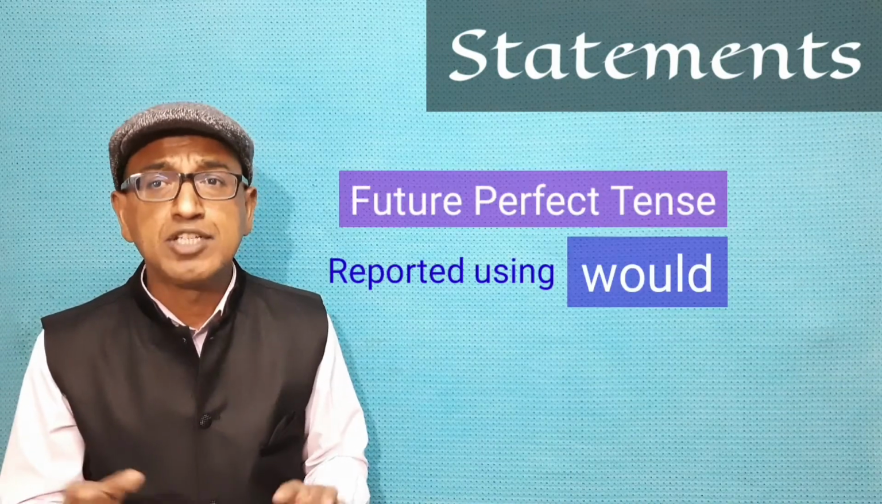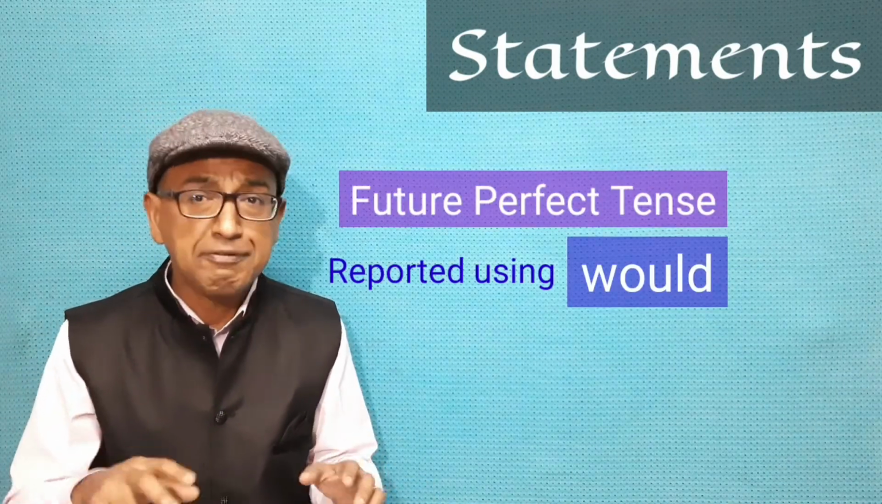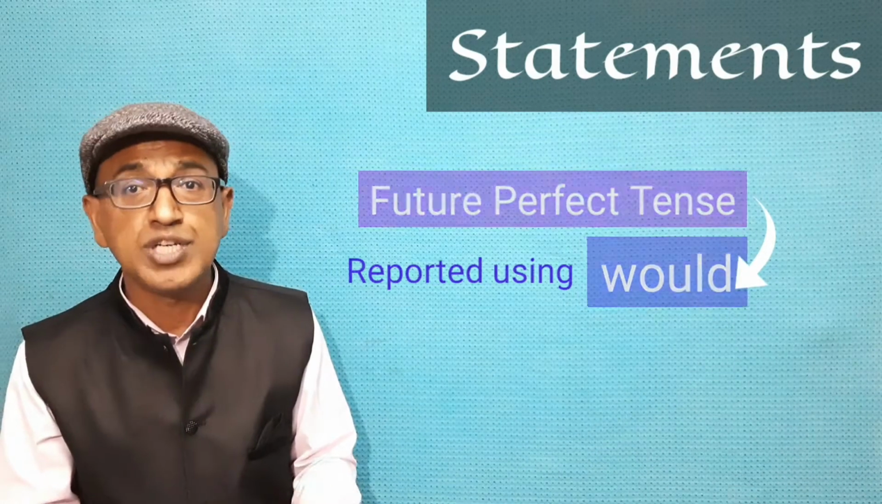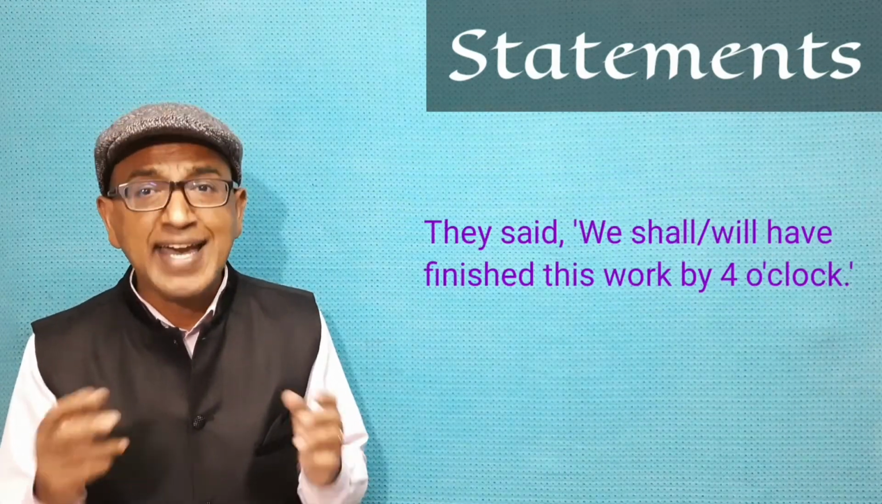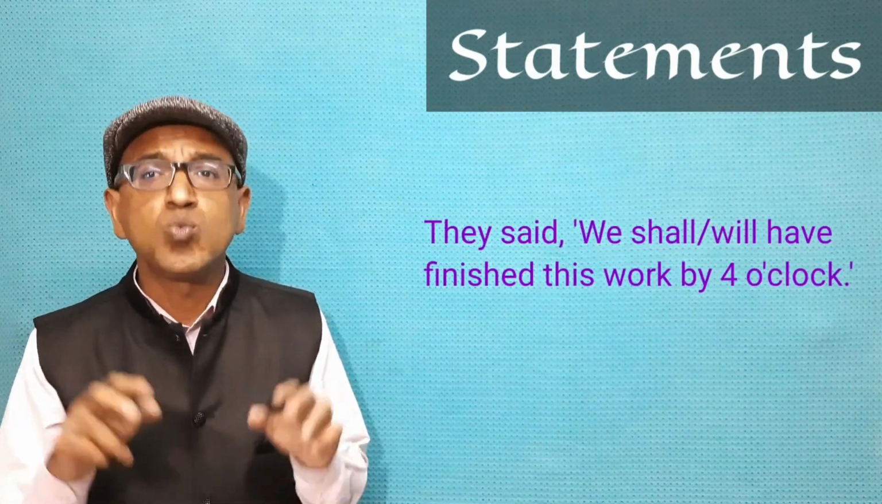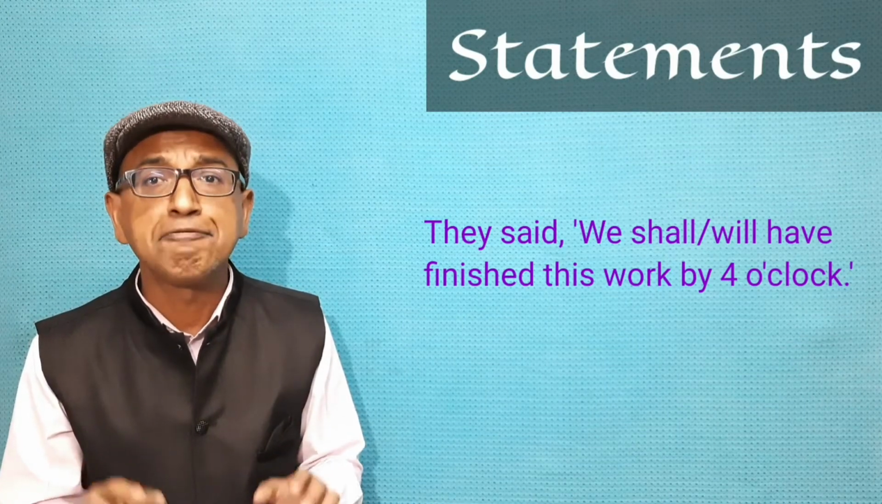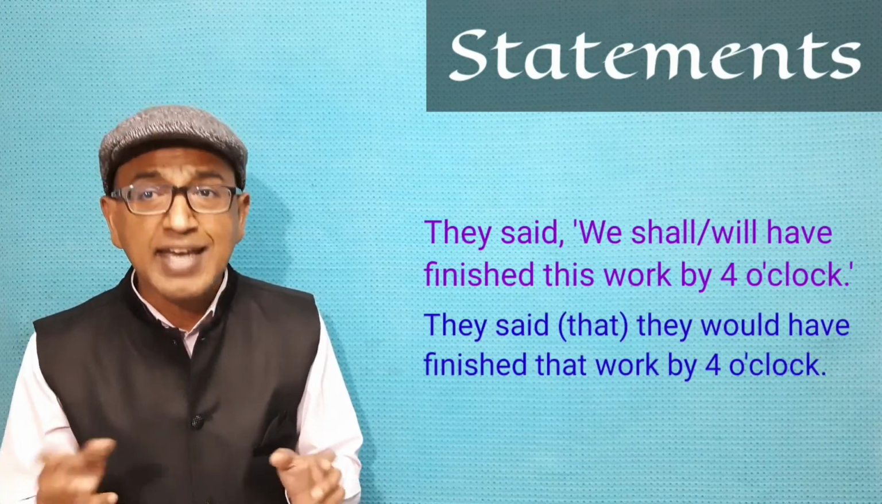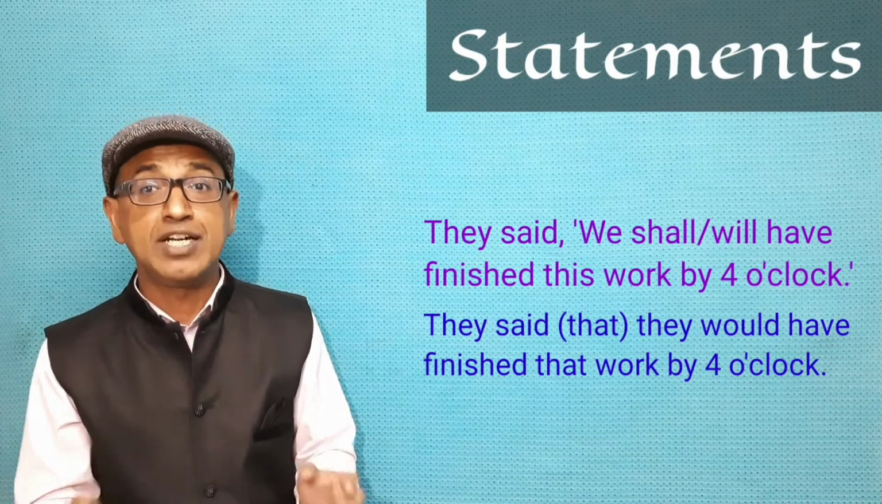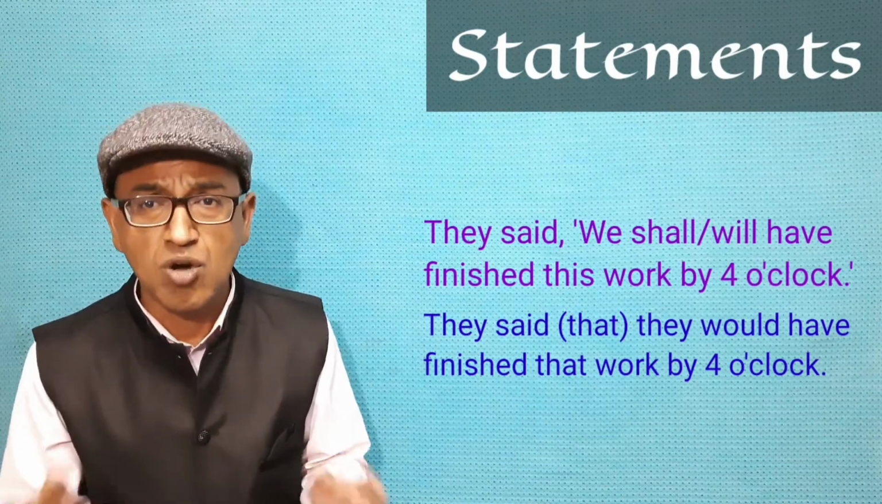Well, if the verb of the speech quoted is in the future perfect tense, it is reported using would. For example, they said, we shall or will have finished this work by 4 o'clock. Becomes, they said that they would have finished that work by 4 o'clock.